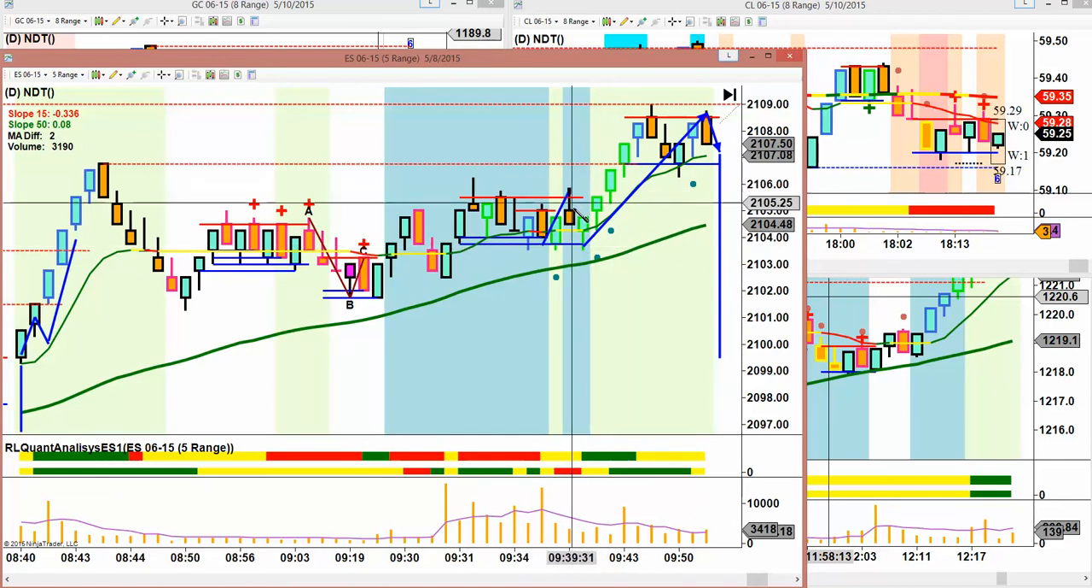On this move up and this move down, you can't take it. Modified 15 is yellow, and your minor quant line's red anyway, so there's no way you would take that trade. Now, you could chase it.